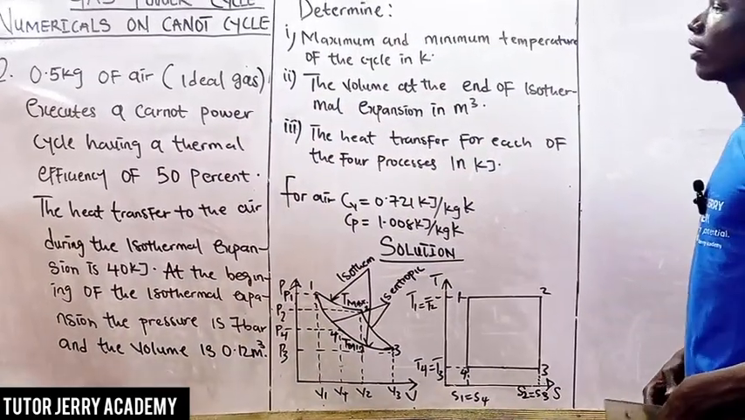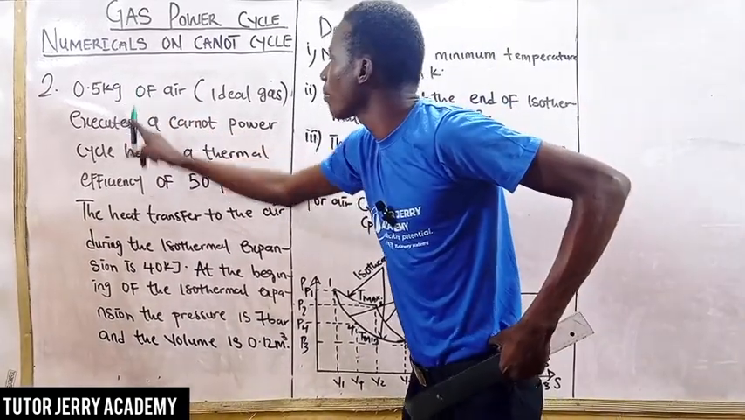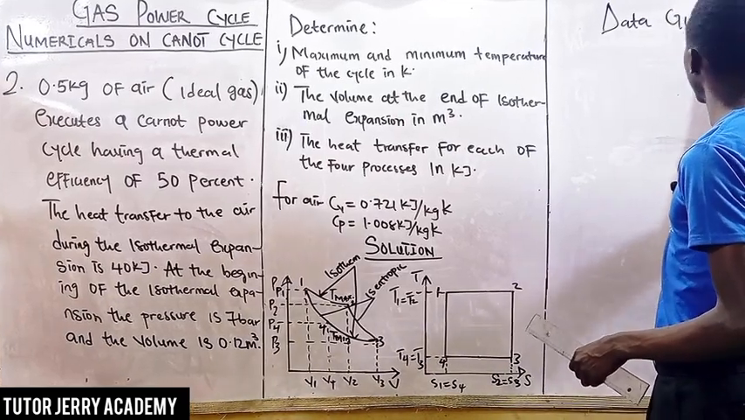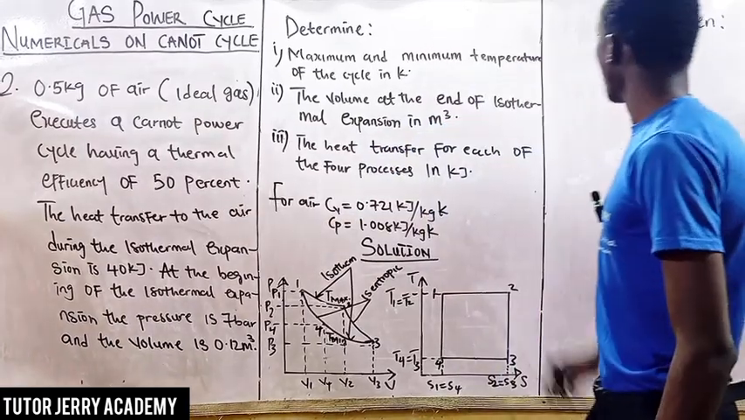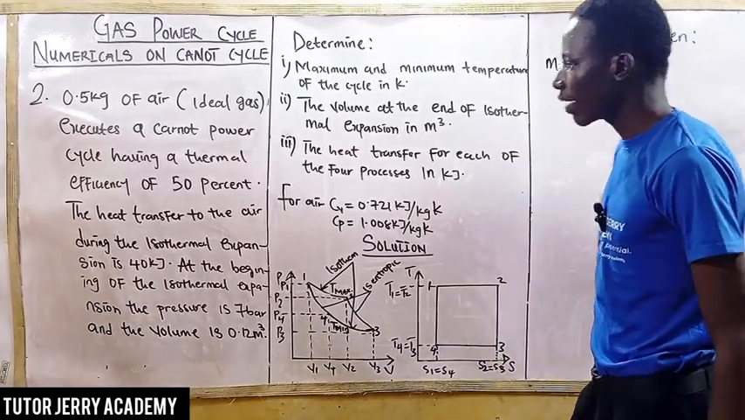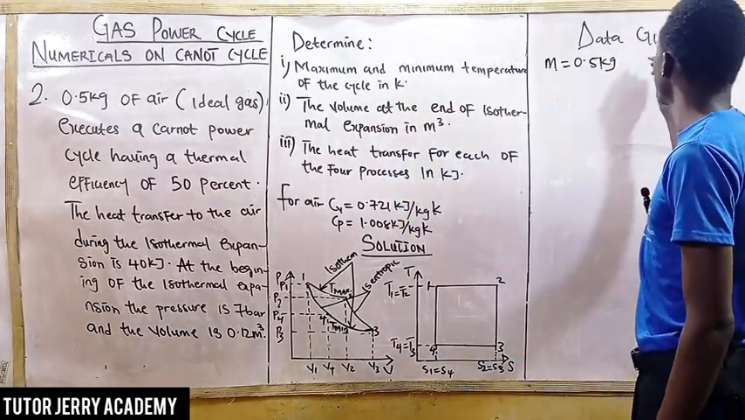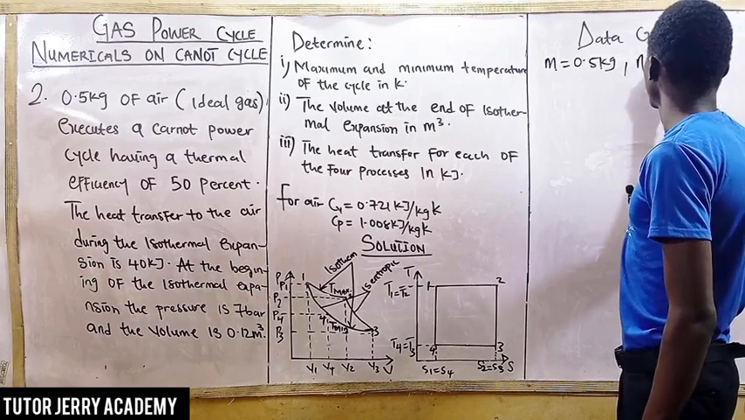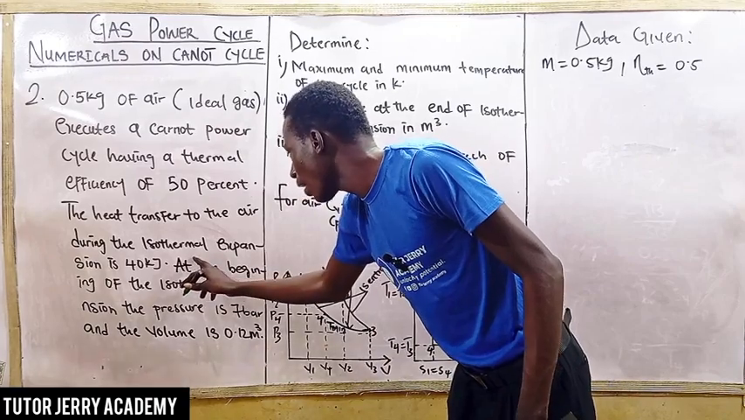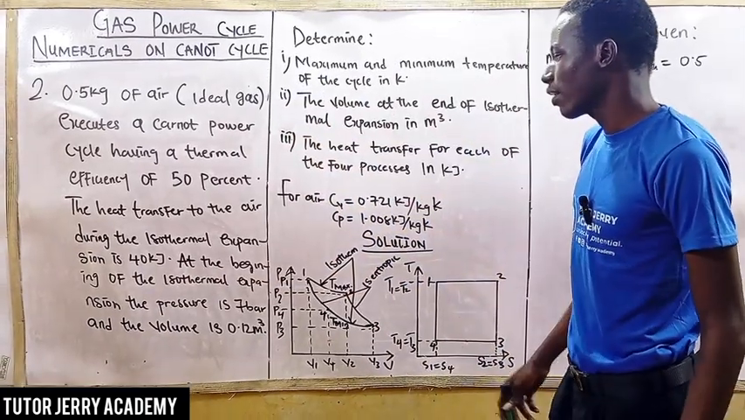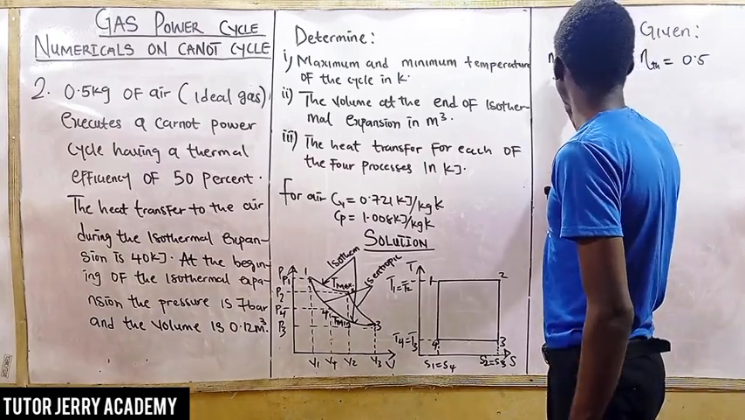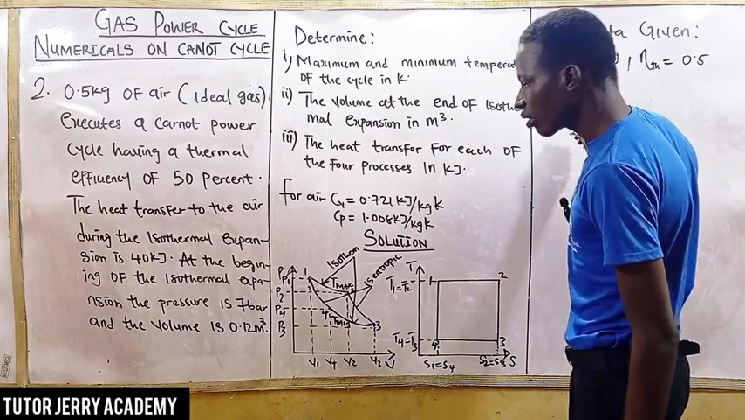So what do we have? From our question, we have 0.5 kilograms of air. That is the mass of air. We are going to be bringing out our data now. So the first thing here is the mass of air, m equal to 0.5 kilograms. Next, we have efficiency to be 50%, so efficiency is 0.5. What do we have next? The heat transfer to the air during the isothermal expansion is 40 kilojoules. So we have heat added, QA equals 40 kilojoules.